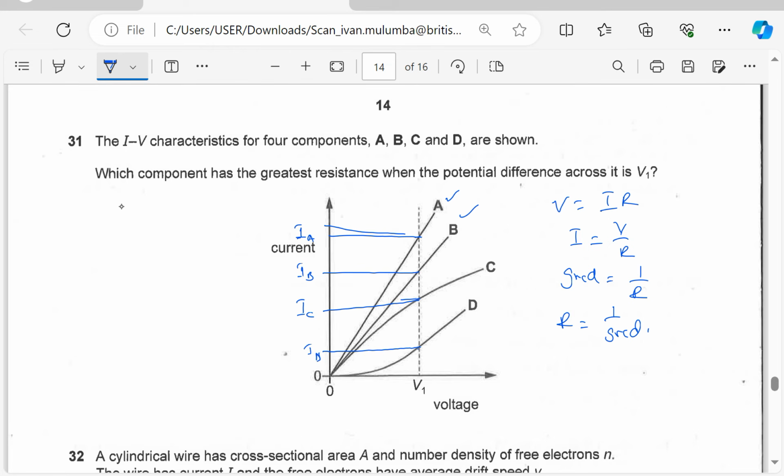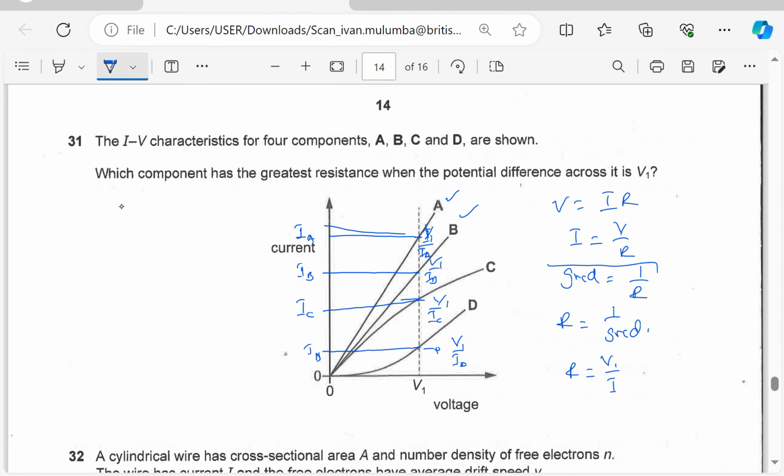So let me even ignore the gradient and I just use the expression for resistance, R as being equal to V1 over I. So here it will be V1 over ID, here it will be V1 over IC, here it will be V1 over IB, and here it will be V1 over IA.